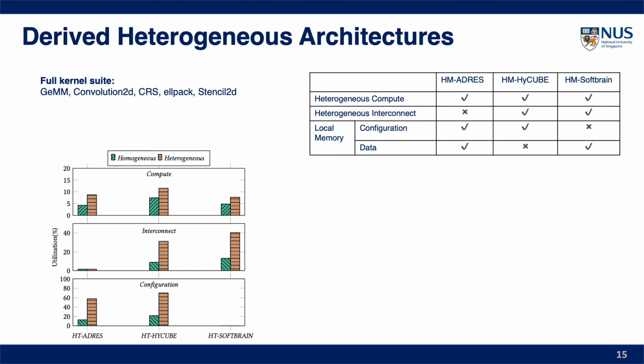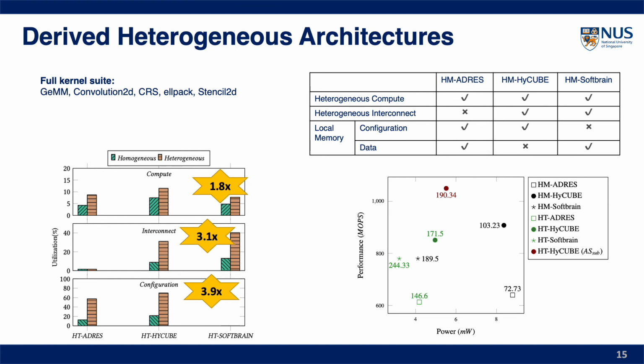If we analyze the utilization of each of the components, the heterogeneous version gives better utilization. It improves the compute utilization by 1.8 times, interconnect utilization by 3.1 times, and the configuration memory utilization by 3.9 times. The diagram on the right illustrates the power efficiency of the homogeneous versions and the corresponding heterogeneous versions. ADRES gives 2 times improvement, HyCUBE gives 1.6 times, and SoftBrain gives 1.3 times improvement. If we use a subset of application kernels, it will generate a different heterogeneous CGRA with a better power efficiency.